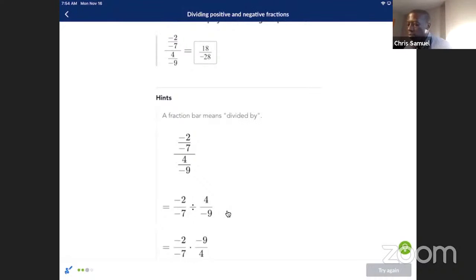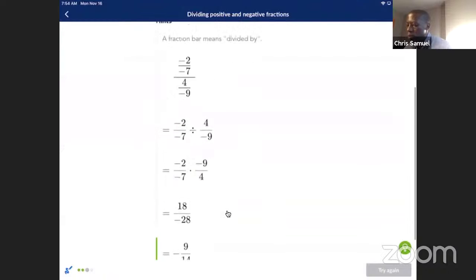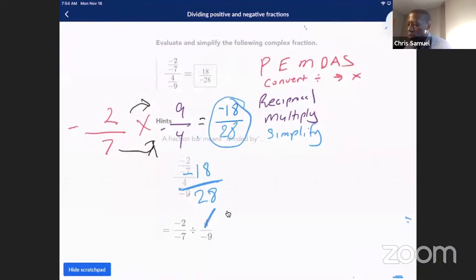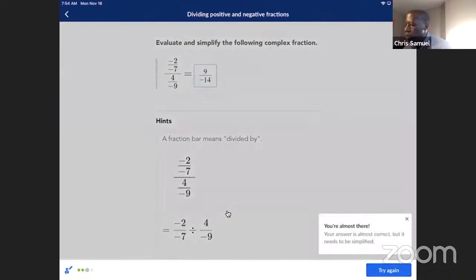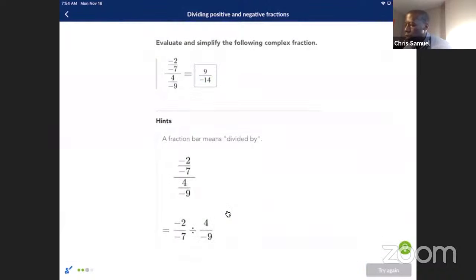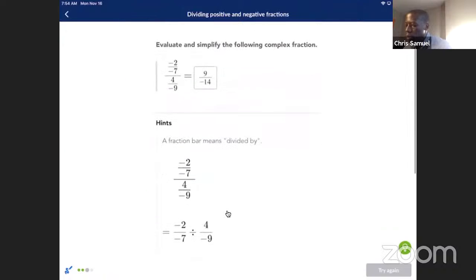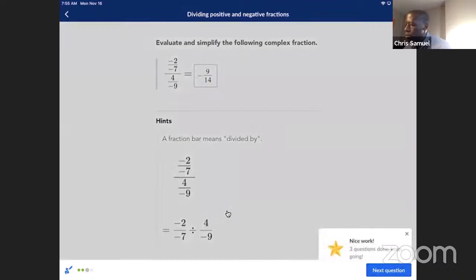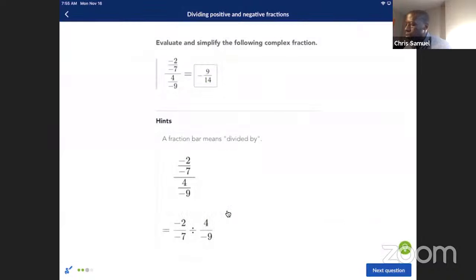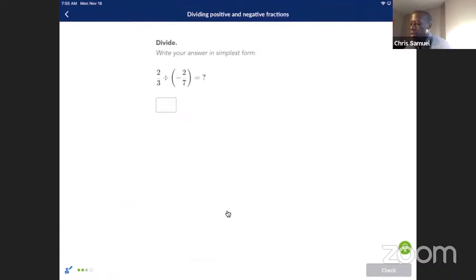Yeah, I was going to simplify this. So we could just do 9, 14. I should have taken a picture of that. Okay. So write your number in the simplest form.